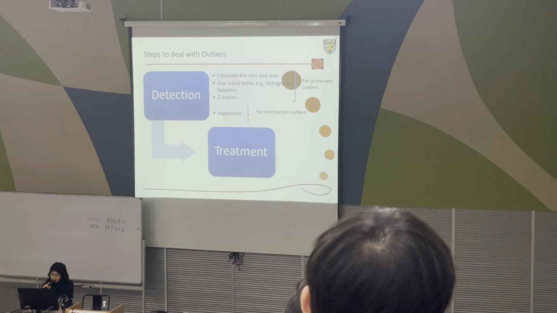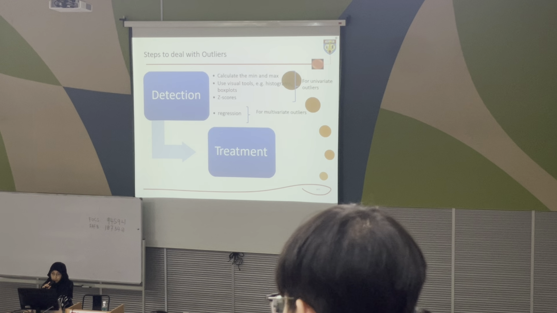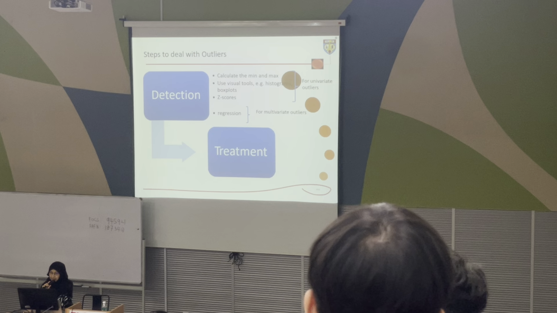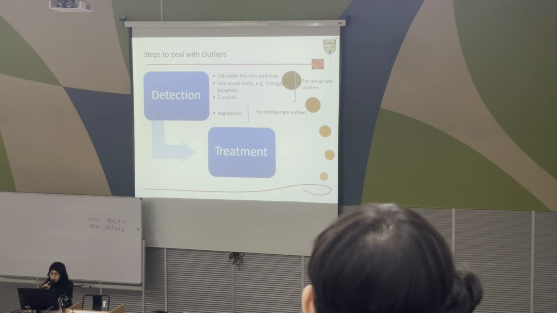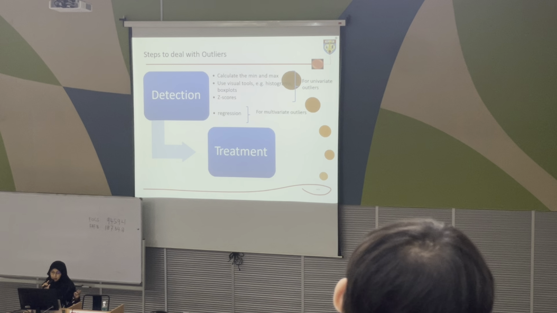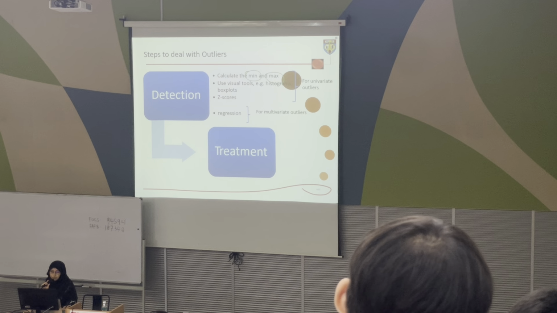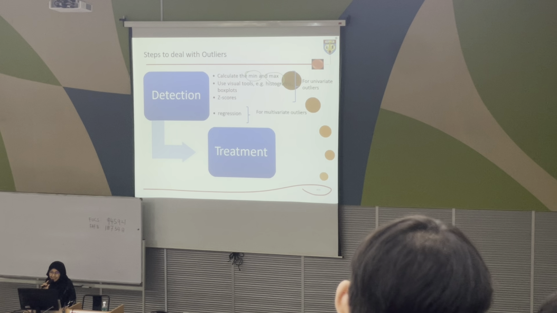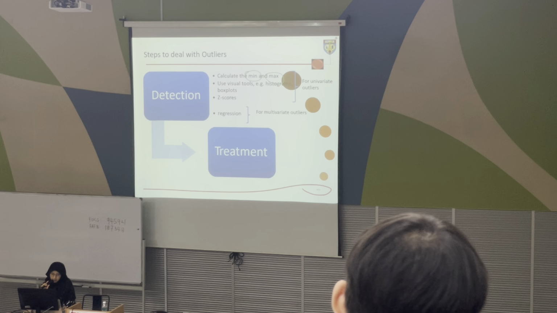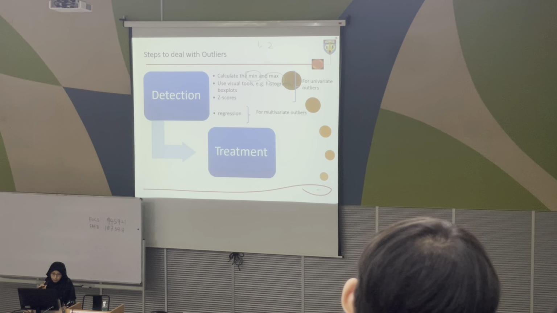Okay, and then there are a few steps for you to deal with outliers. For example, the simplest way is to calculate the minimum and maximum. Let's say you have a data set about age. Once you calculate the minimum and maximum, for example, we have 1, 200, 1,000 and so on.